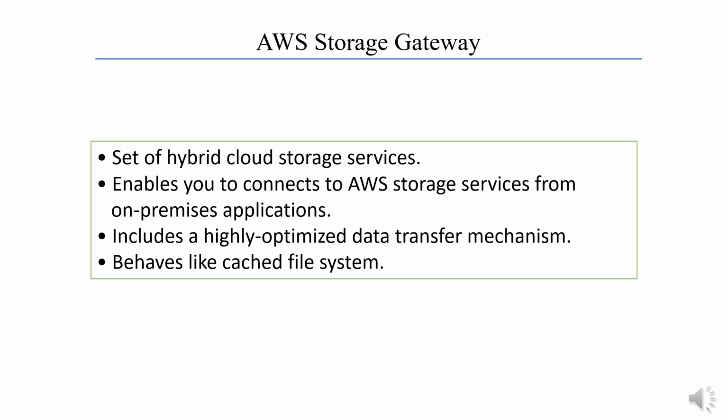AWS Storage Gateway is a set of hybrid cloud storage services that provide on-premises applications seamless access to virtually unlimited cloud storage. Storage Gateway enables you to connect to AWS storage services such as Amazon S3, S3 Glacier, Amazon EBS, and Amazon FSx for Windows File Server.